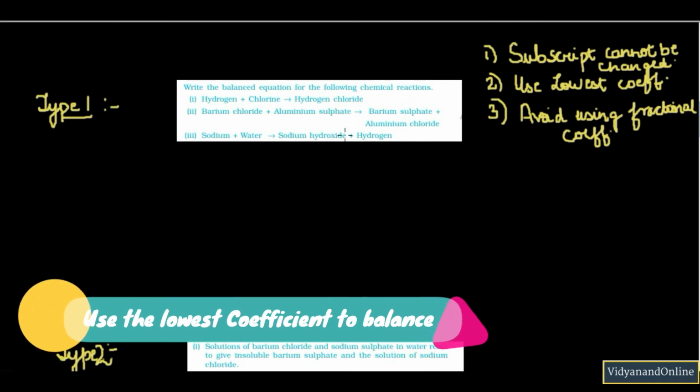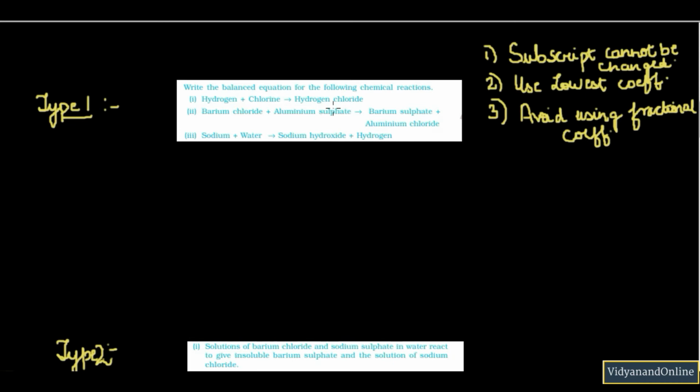Now the first one: write a balanced equation for the following. You have hydrogen, chlorine and hydrogen chloride. First of all, try to write the formulas and symbols for the same. Hydrogen is H2, chlorine is Cl2, and then hydrogen chloride. I know that H is +1 and chlorine is -1, so the formula comes out to be HCl.